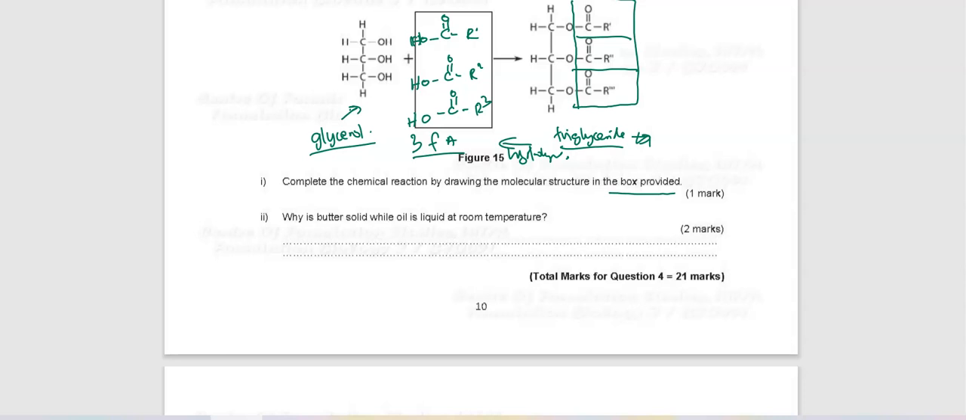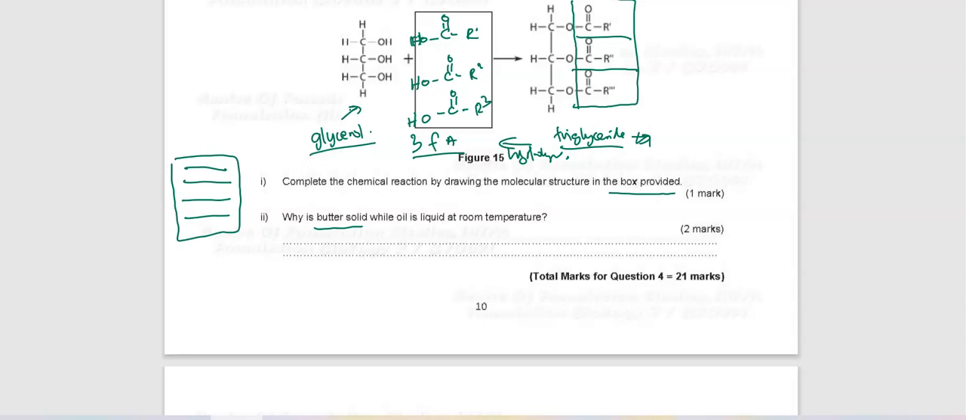oil is liquid at room temperature? So butter is fat from animal. So at room temperature it will be solid because of the presence of saturated fat. The component of saturated fat consists of saturated fatty acid, where the molecule of this fatty acid will be straight. So this causes the triglyceride molecule to be a straight molecule. So at room temperature, they can pack closely together to form solid.